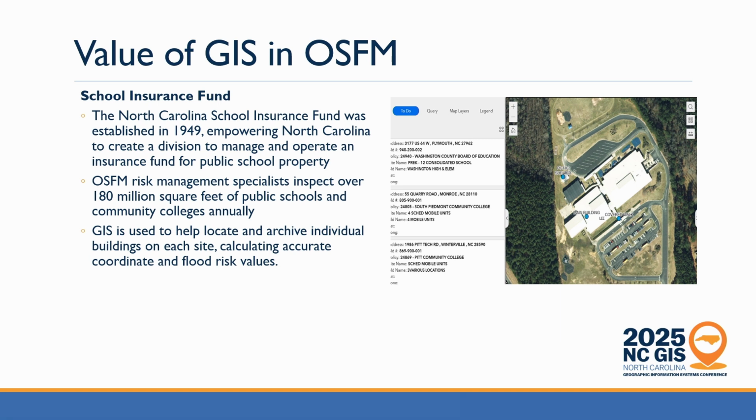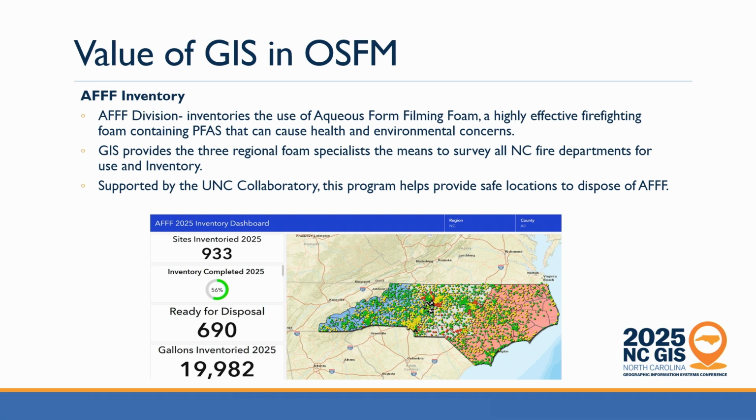School Insurance Fund. The North Carolina School Insurance Fund was established in 1949. It empowers North Carolina to create a division to operate an insurance fund for public school property. So our risk management specialists inspect over 180 million square feet of public schools and community colleges annually. GIS has helped to locate and archive individual buildings and calculate accurate coordinate and flood risk values for those buildings.